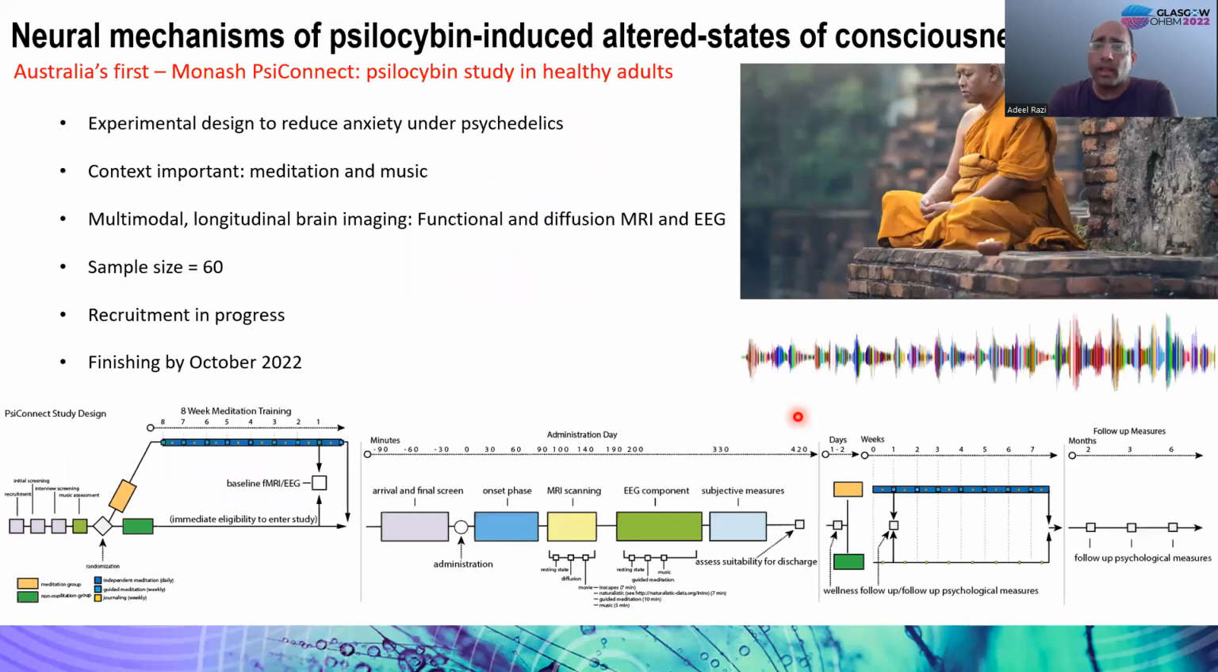I would like to now lastly mention one of the clinical trials that we are currently doing in our lab, which is actually the first Australian trial. We call it PsyConnect, a study in which psilocybin will be given to healthy participants. In this study, we have 60 people. There are two groups. One group does 8 weeks of meditation. The second group doesn't do any meditation.